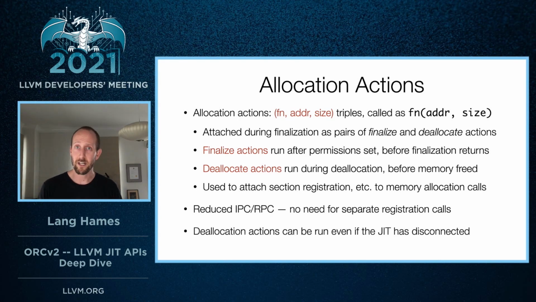And then the other benefit of this is deallocation actions can run even if the JIT is disconnected. So if you're running in a remote setup and something drops out, rather than having to tear down the executor process, we can deregister all of the JIT'd memory and free it and leave you hopefully in a clean state, rather than having dangling pointers from, say, libunwind into JIT'd memory.